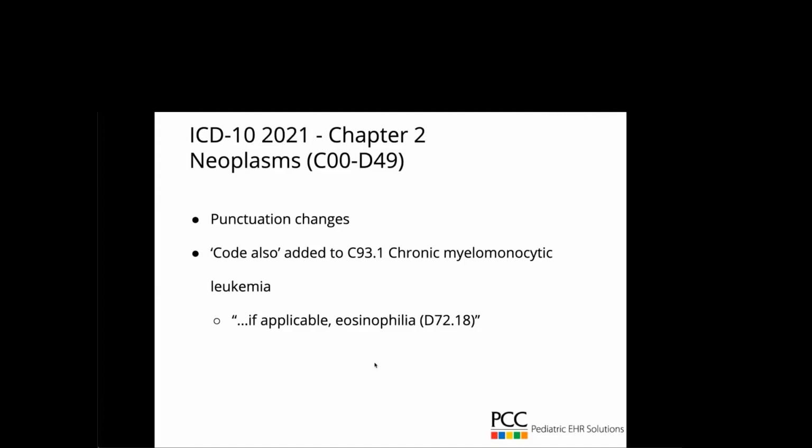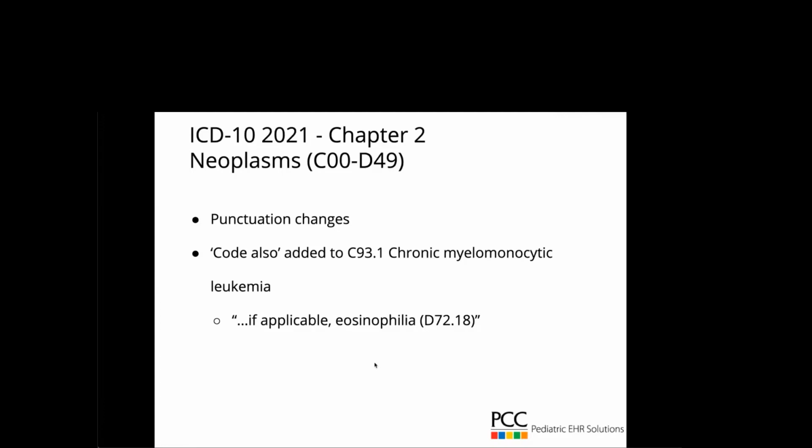There was one code also added, the code C93.1, chronic myelomonocytic leukemia. I had mentioned that in a recent ICD update, there had been sort of an out-of-pocket update done for eosinophilia, I don't know if I'm pronouncing that properly. There was an explosion of those codes, I want to say probably last October. And now this is a logical follow-through on that.